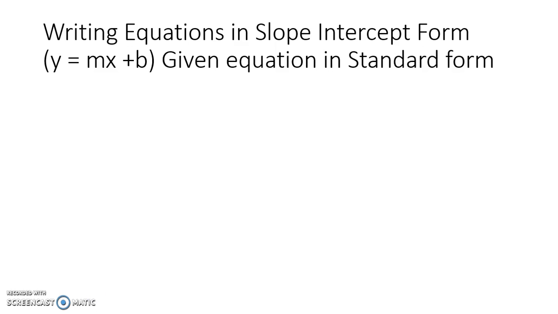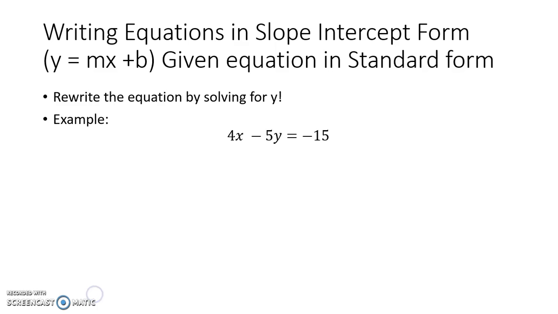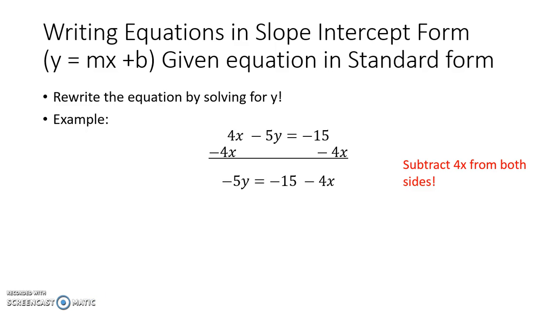Writing equations in slope-intercept form given a standard form, you're going to have to rewrite the equation by solving for y. So in this example, I have 4x minus 5y equals negative 15. Your first step is to subtract 4x from both sides. When you do that, you're left with negative 5y equals negative 15 minus 4x. So your next step is to divide everything by negative 5.